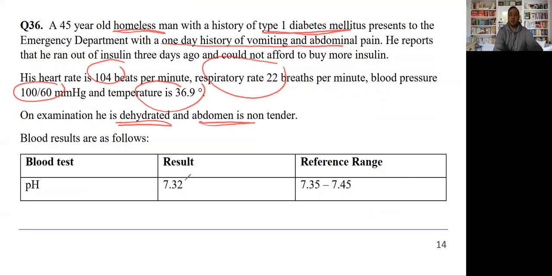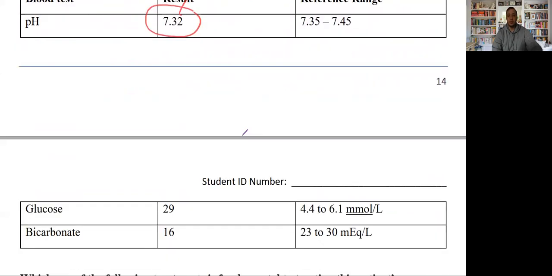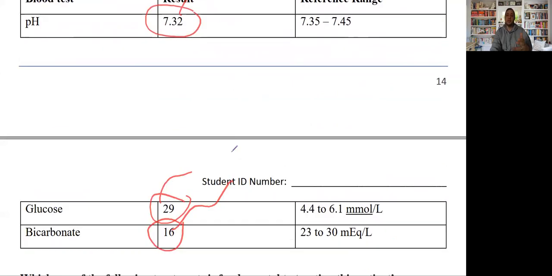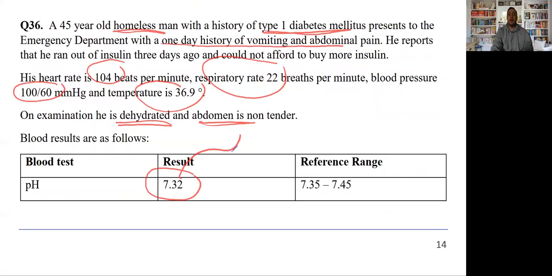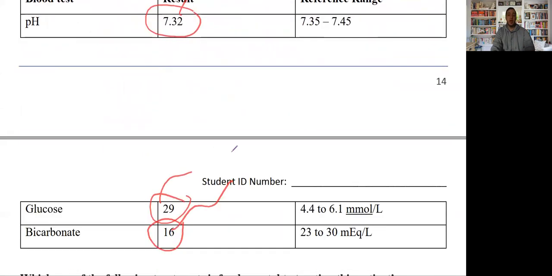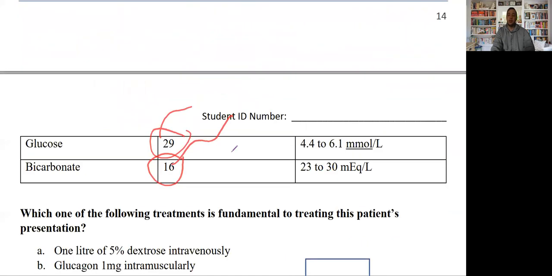Blood results show pH 7.32, so here we have acidosis. And glucose 29, it is hyperglycemia, so here we have a hyperglycemic state. And bicarbonate of 16, so we have metabolic acidosis. The patient has type 1 diabetes mellitus and presented with vomiting, abdominal pain and signs of dehydration, so we have to think straight away about the differential of a hyperglycemic state in a diabetes mellitus patient.